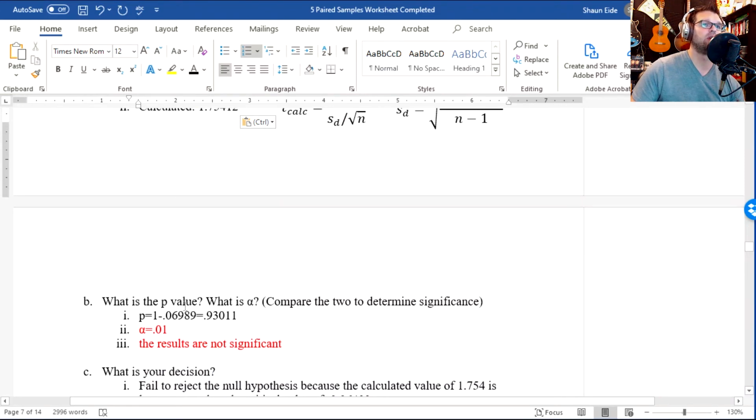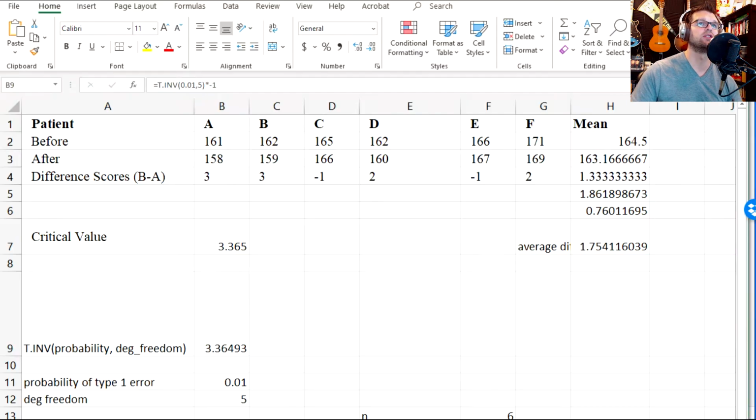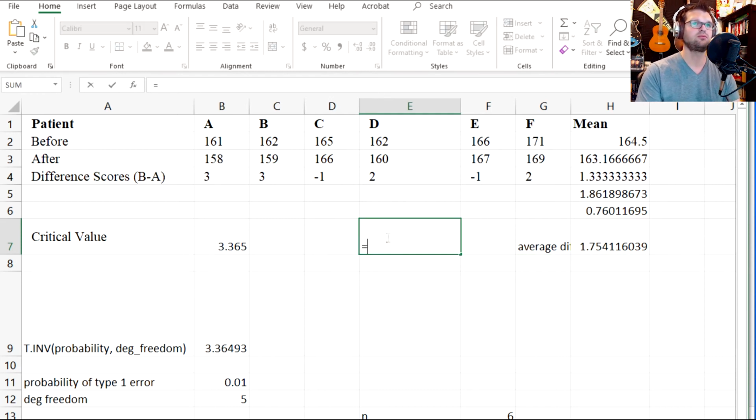And so what is the p-value of that? You know, we already talked about that, with 1 minus so on and so forth. We did this in Excel for the probability of this occurring. So what is the actual p-value of 1.75411? And so what I'm going to do is I'm going to do equals, let me go back to the Word document really quick.